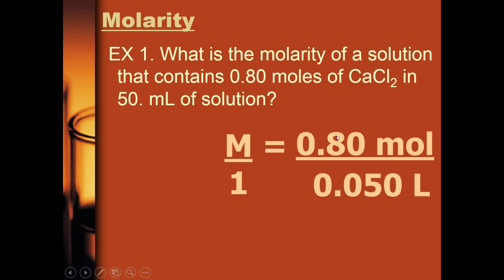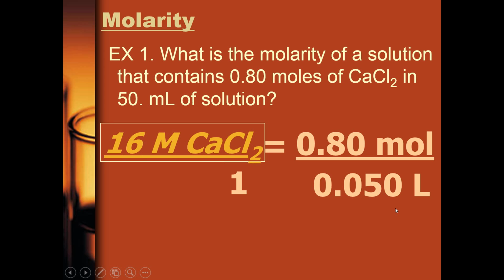You can just divide these two, 0.80 divided by 0.050 to get molarity, or you can use cross multiplication and it comes out the same way. 0.80 times 1 divided by 0.050, and we have a final answer of 16 molar. I showed my answer here with 2 sig figs because both of my numbers here have 2 sig figs.